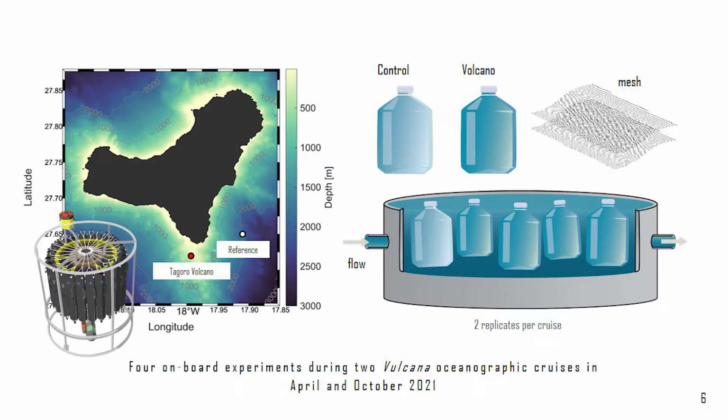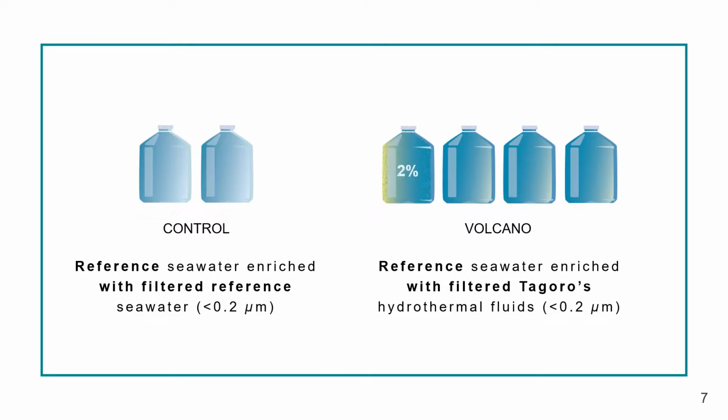Each experiment consisted of 2 replicate control bottles and 4 bottles that were enriched with different proportions or volumes of filtered Tagoro's hydrothermal fluids. This treatment strategy allows us to have an initial microbial community that was never affected by Tagoro before.